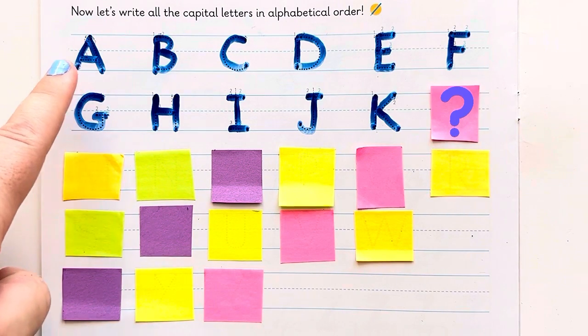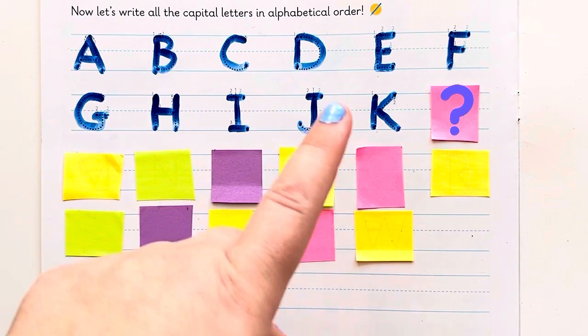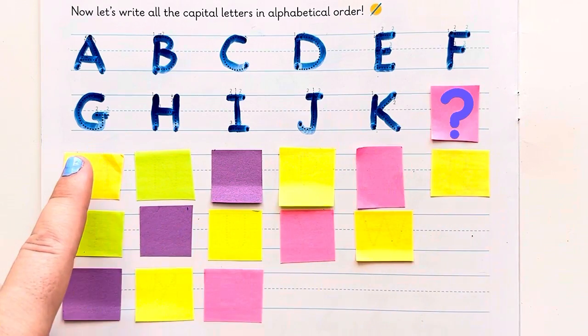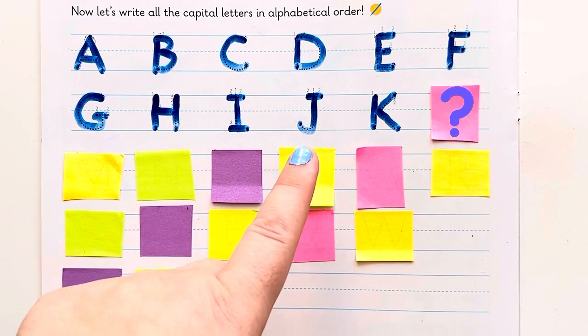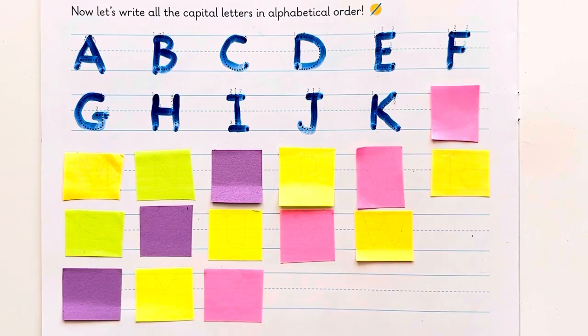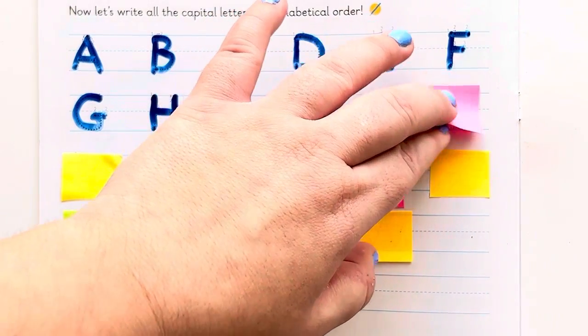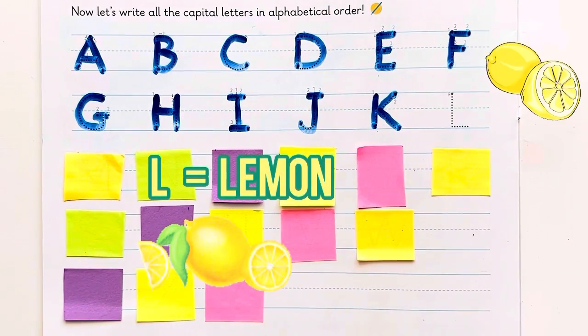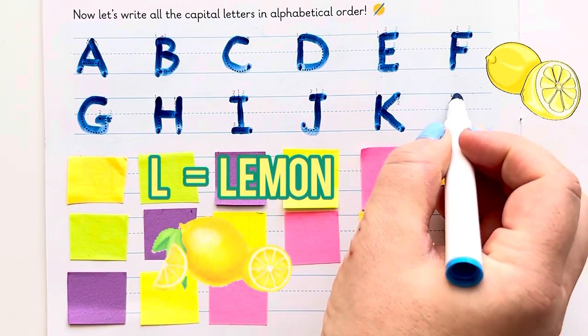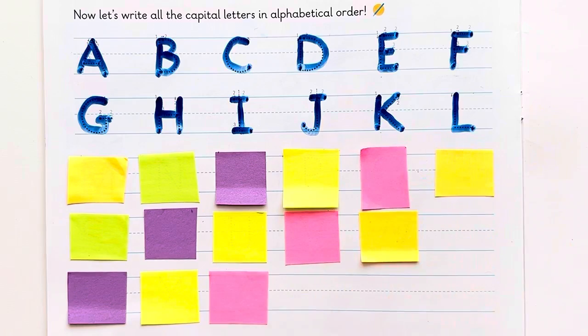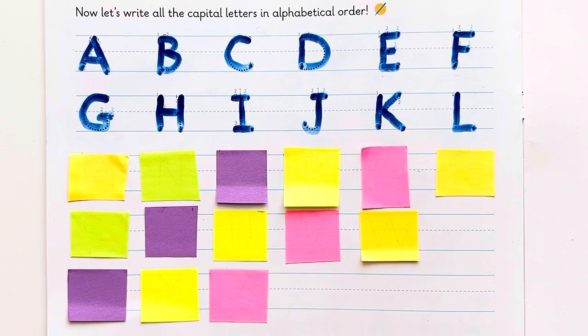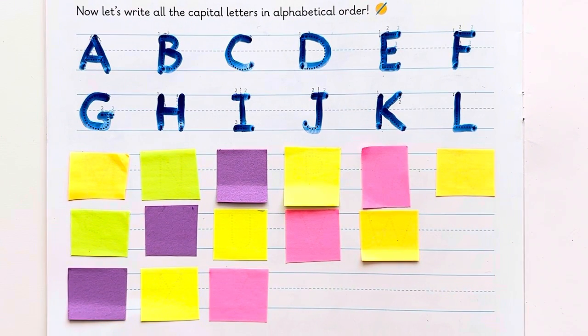We have A, B, C, D, E, F, G, H, I, J, K, L. The next letter is L. L for lemon. Straight line down and then a straight line across. Well done, you're doing a great job so far.